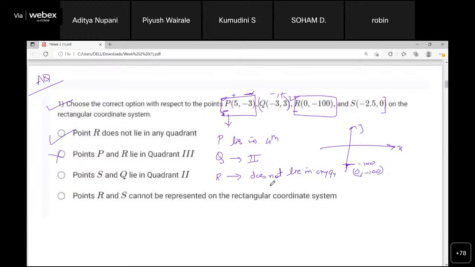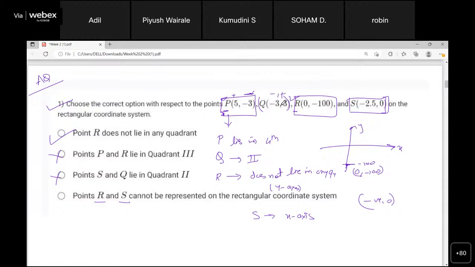It lies on the y-axis, right? And what about S? That is negative x-axis. So S lies on the x-axis, right? So this is also not correct. And points R and S cannot be represented on the rectangular coordinate system. Is it correct? Both options.